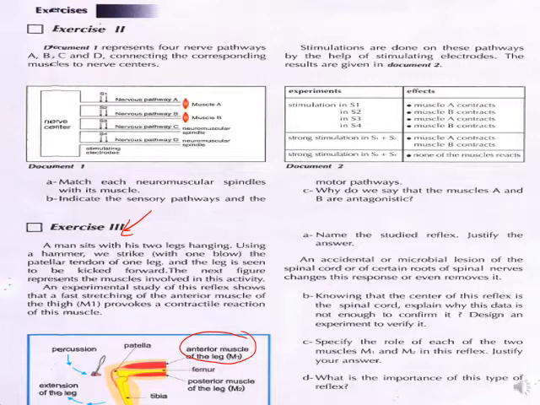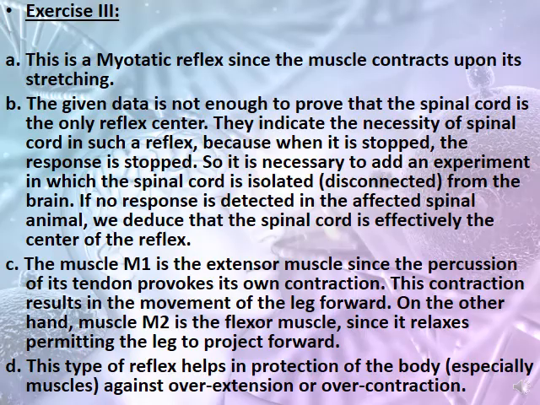What is the importance of this type of reflex? This type of reflex is very important in order to protect the body against either over contraction or over extension. So you have to be careful about this. So let's move to the solution. The first part: name the studied reflex and justify your answer. It's a myotatic reflex, as we said, since the muscle contracts upon its stretching.